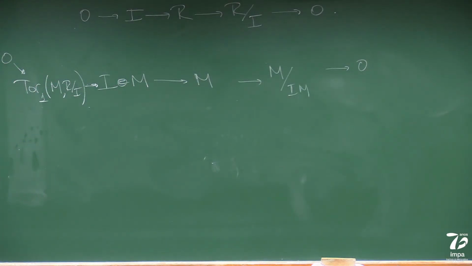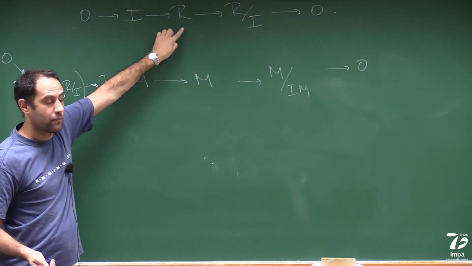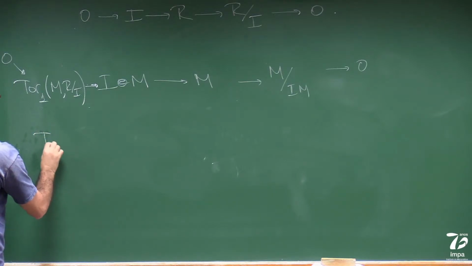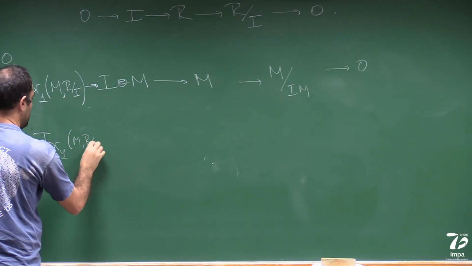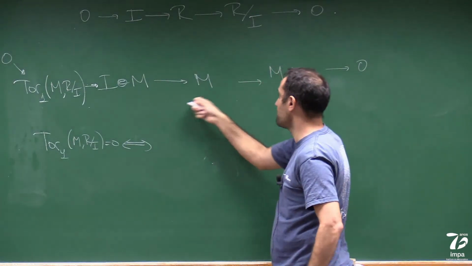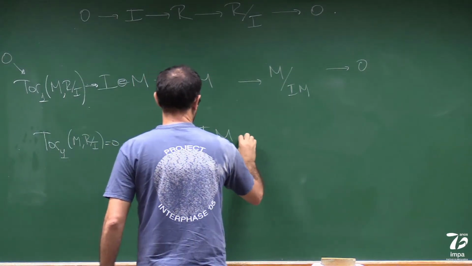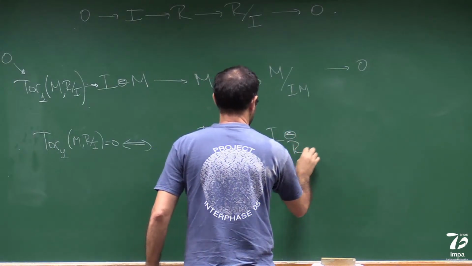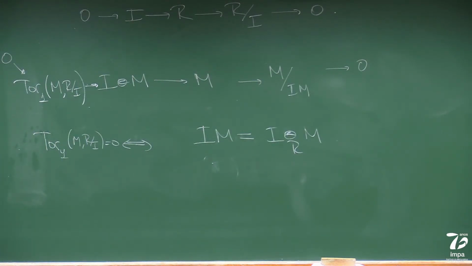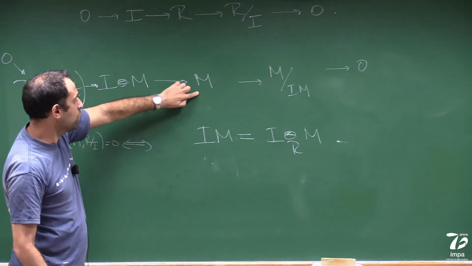But now, so this is for a general module. I've never used flatness of M. I've used flatness of R, which is free, therefore projective over R. Okay? So what I see immediately from here is that if this guy is 0, this implies that, well, the kernel of this map is always the tensor product over R. This implies that IM is equal to I tensor R, which is what I wanted to prove.